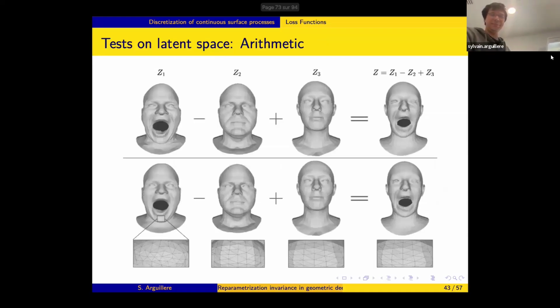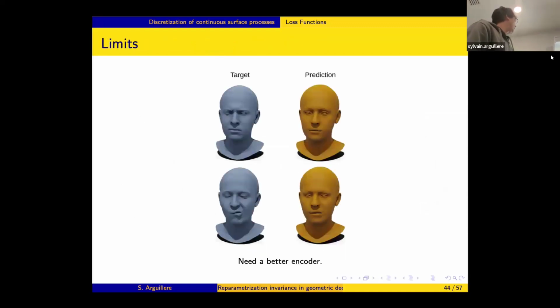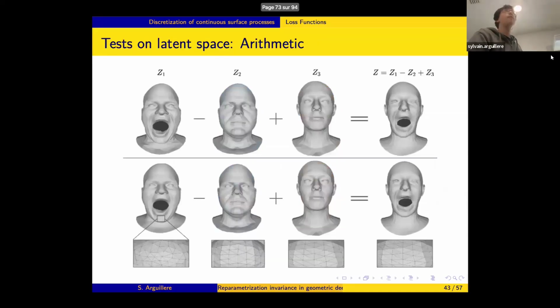And of course, this arithmetic in the latent space doesn't depend on the mesh structure or on the resolution. Did you really check this arithmetic? I'm curious about knowing it, beyond doing a couple of tests. That you can produce something which looks like this.